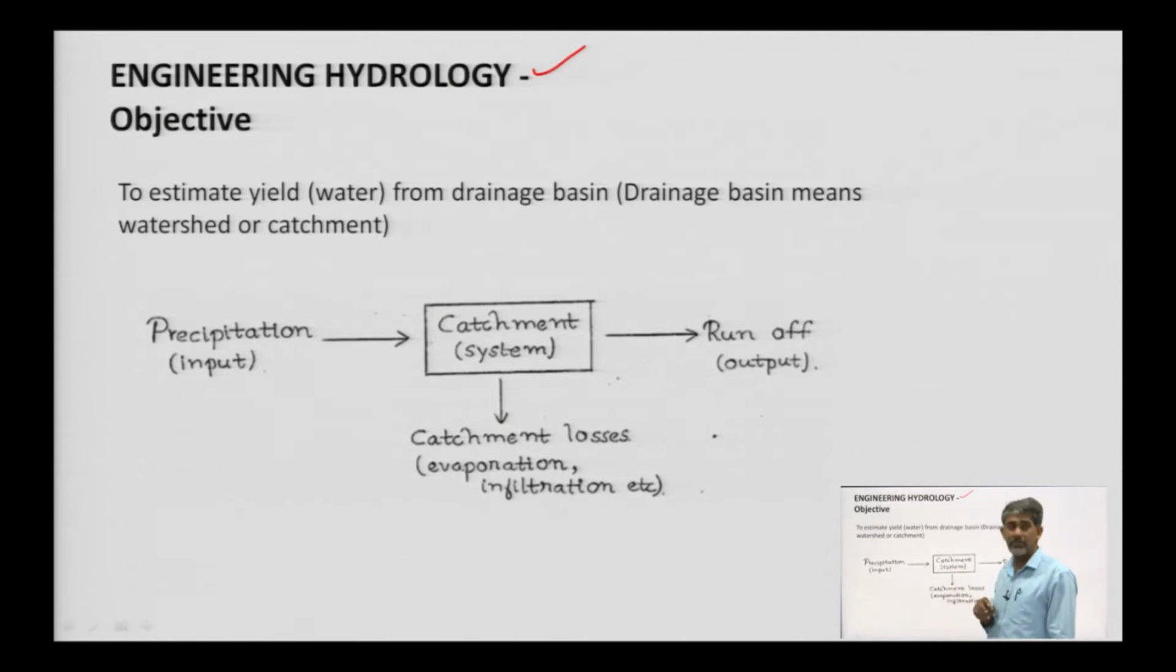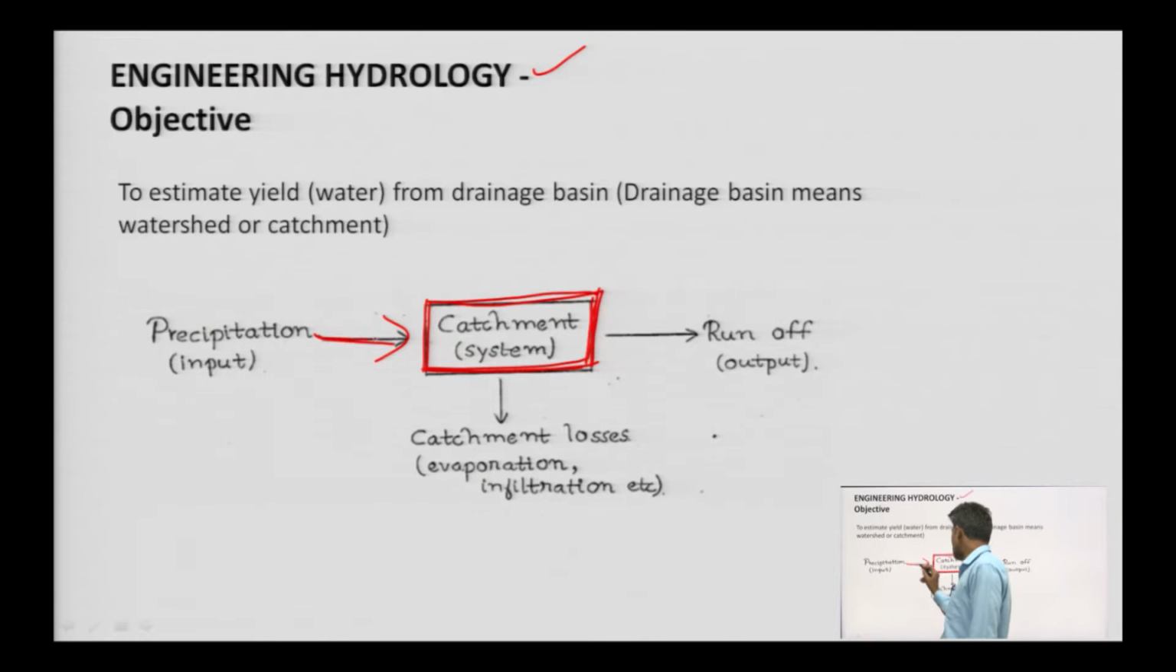The ultimate objective of engineering hydrology can be understood through this picture. Suppose this is our study area. In technical words, it is defined as the catchment system or catchment area. Suppose a certain quantity of water is entering this catchment area, in terms of precipitation. The major source of water on this planet is precipitation. Groundwater abstraction is another process, but the main input is precipitation.